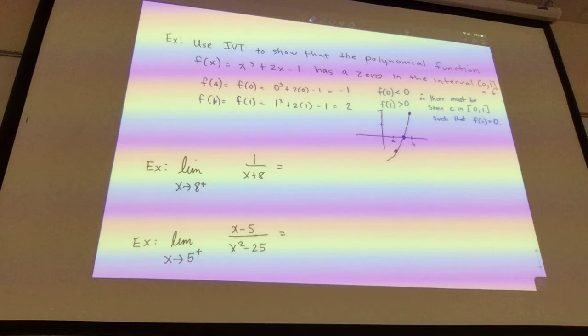What happens if we put a 5 in there? 1/10. And a little bit to the right of 5, it doesn't change anything. We just have 1/10.